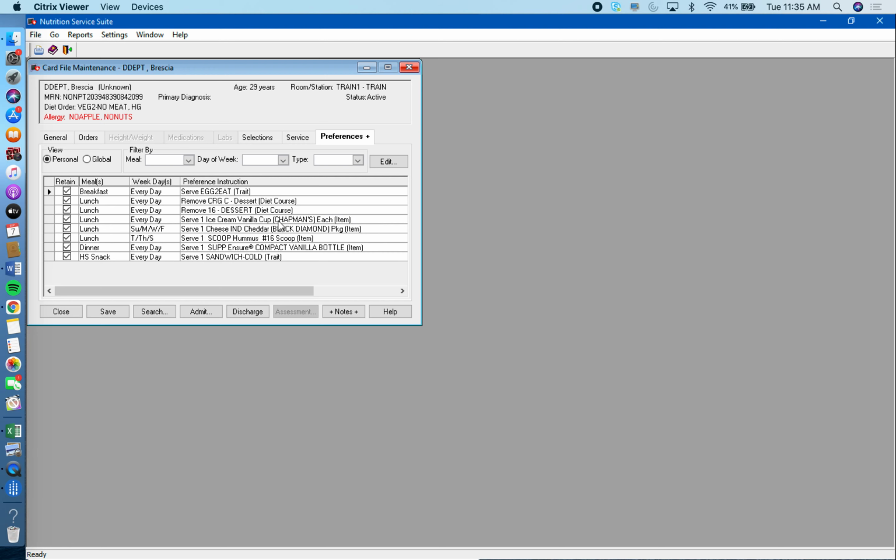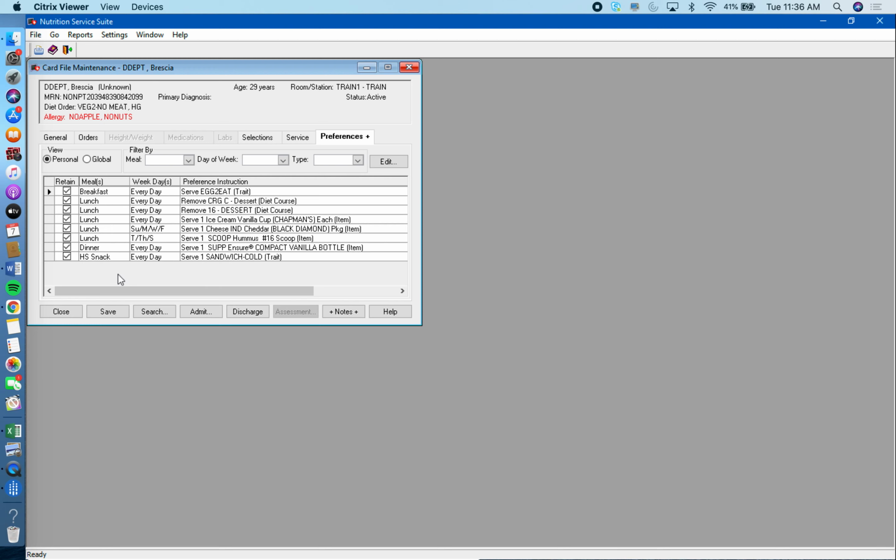This is what the patient has requested in this case. You can also see down here, these are some extra sources of protein, so cheese, hummus, a supplement, and it also tells us what days of the week this is. And as a snack, they want a sandwich. This is what has been put in manually for the patient, and this is sometimes to supplement their diet. It's also sometimes just because the patient asks for a specific item.